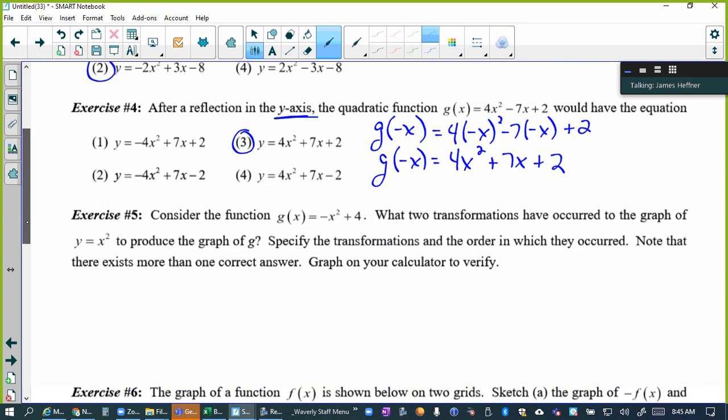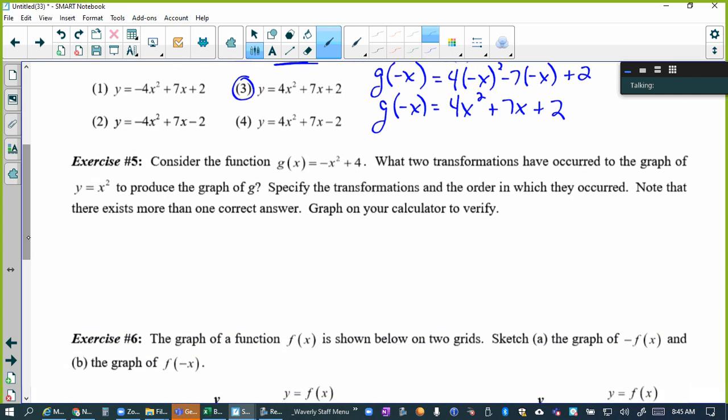So let's go to exercise 5. Now we have function g of x equals negative x squared plus 4. They're going to ask what two transformations have occurred to the graph of just y equals x squared. So we took y equals x squared and we did this stuff to it. We're kind of combining two lessons now. Specify the transformations in the order in which they occurred. Note that there's probably more than one way to do this. So let's think about this.